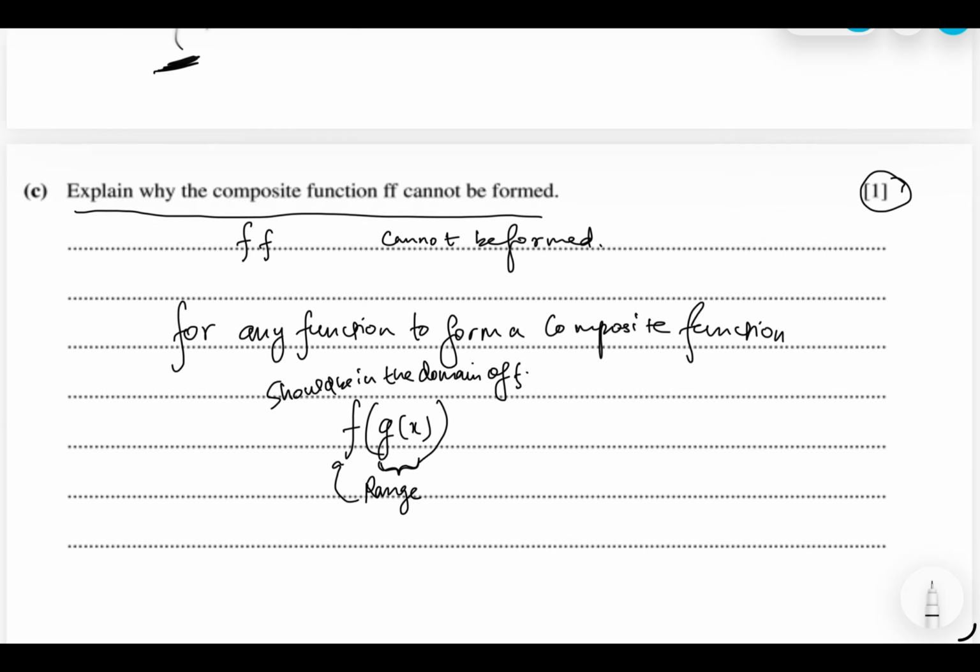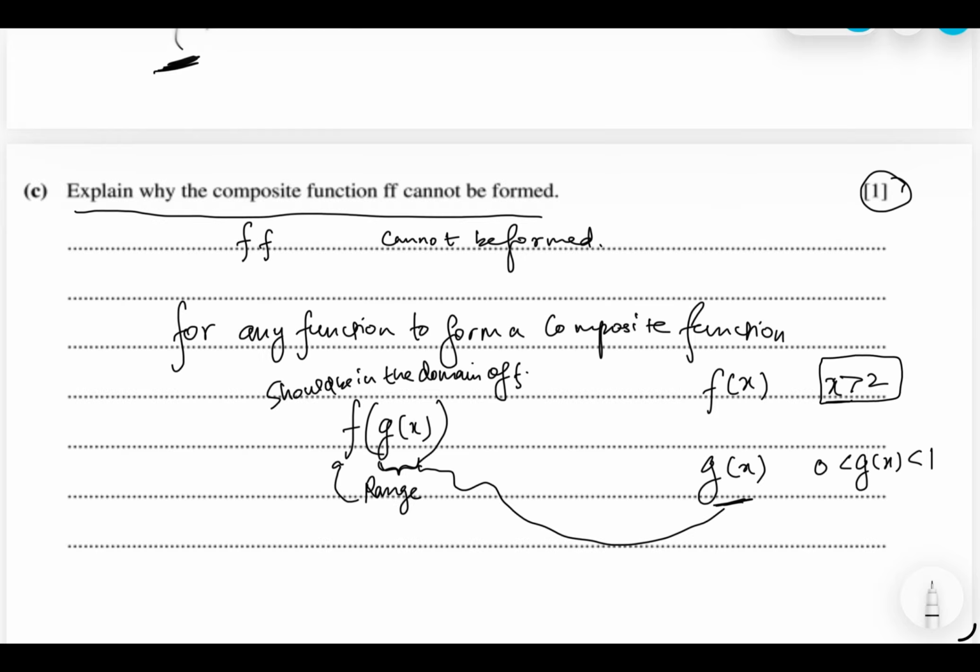What do I mean by this? Let me tell you. Let's say a function is f(x) and the domain of this function, the input values, is x is greater than 2. Now we have g(x). The range of this function is between 0 to 1. Yes or no? Now think of it. If I place this function inside f, the domain of f(x) was x is greater than or equal to 2, and the range of g(x) was between 0 and 1.